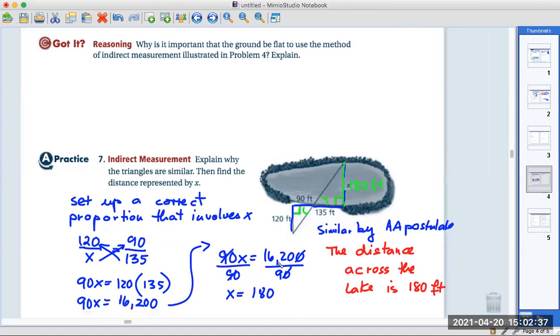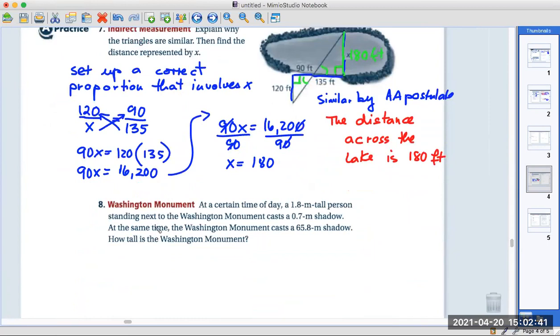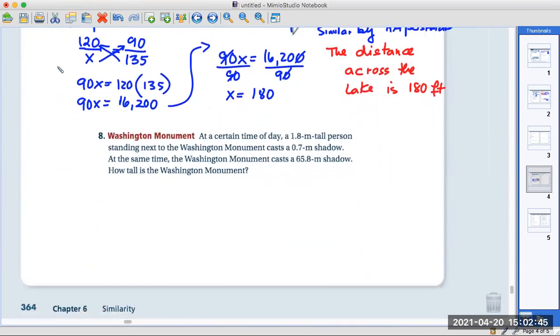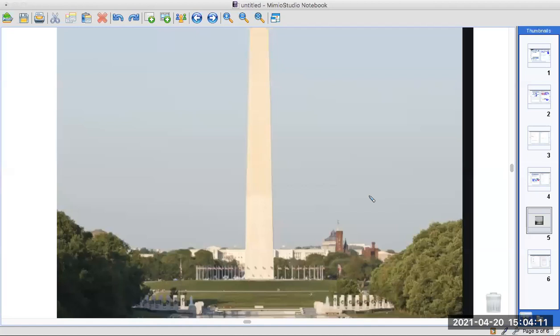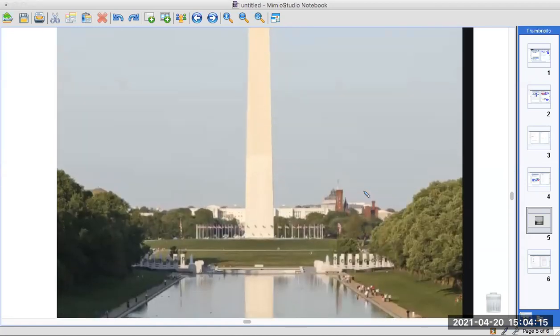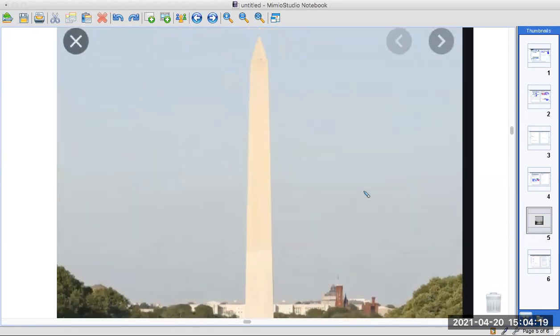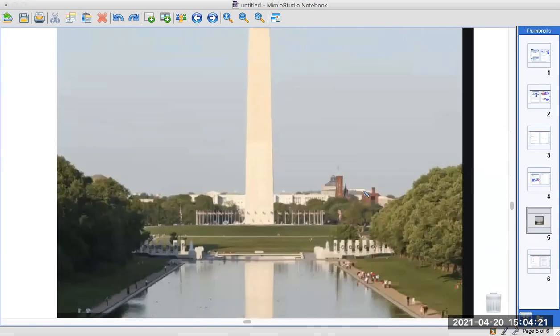Okay, so that's an application of similar triangles, and the one down here is also very interesting. The Washington Monument. Oh, you know what? I want to see if I can find a photo of that. Yeah, so I found a photo. There it is. This is that famous monument in Washington. You'll see it if you watch Forrest Gump, has a scene there.